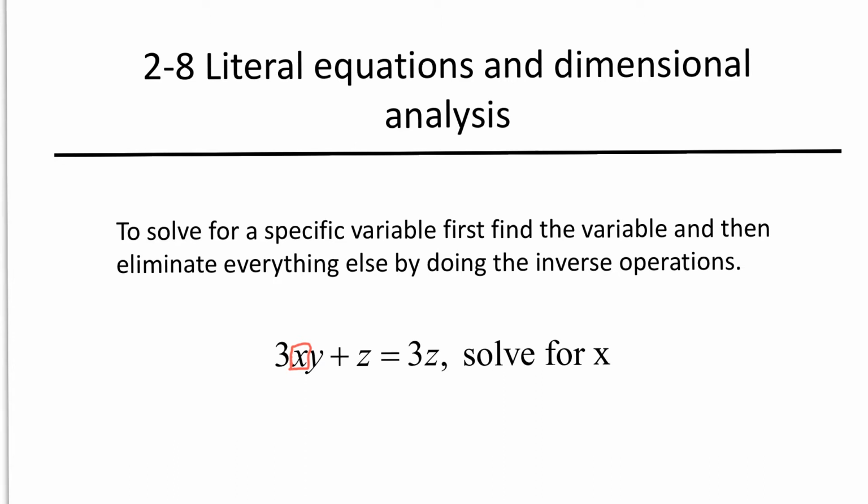So we want everything else on the other side of the equation, and to do that, we need to do the inverse operations, which is the opposites. So we need to get this z to the other side of the equation, and we need to get the 3 and the y next to the x to the other side of the equation. So that's the goal for today. We want to solve for a specific variable in any equation. The equation can look different every time, but we need to get that variable that we want to solve for by itself.